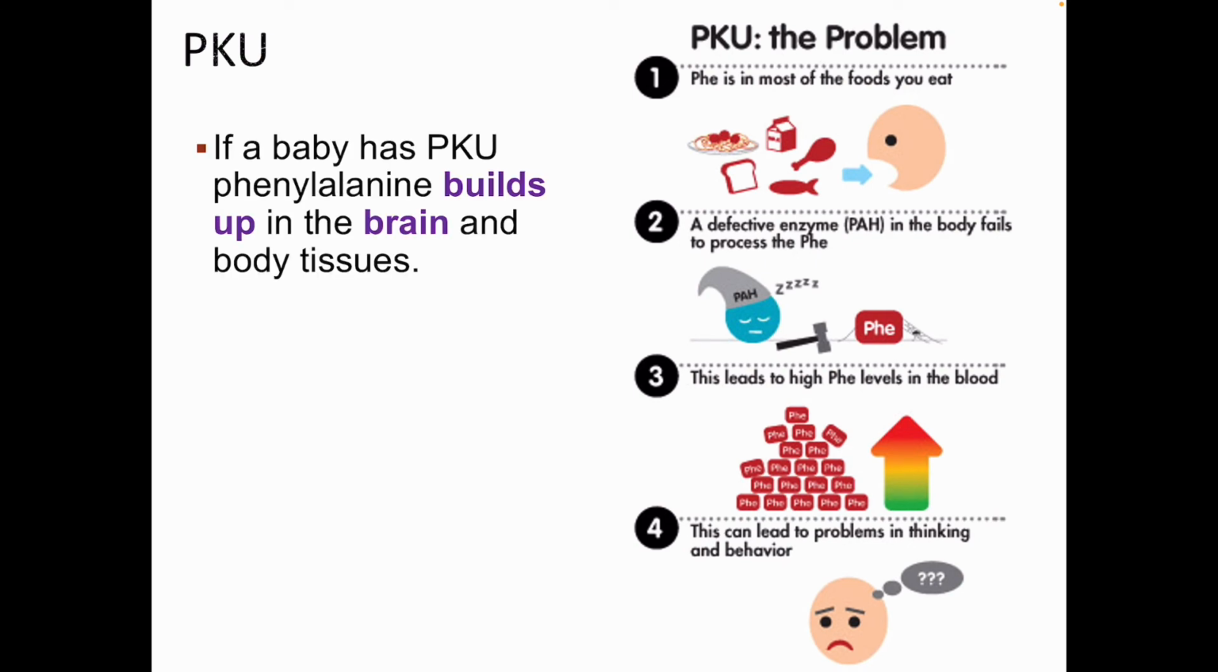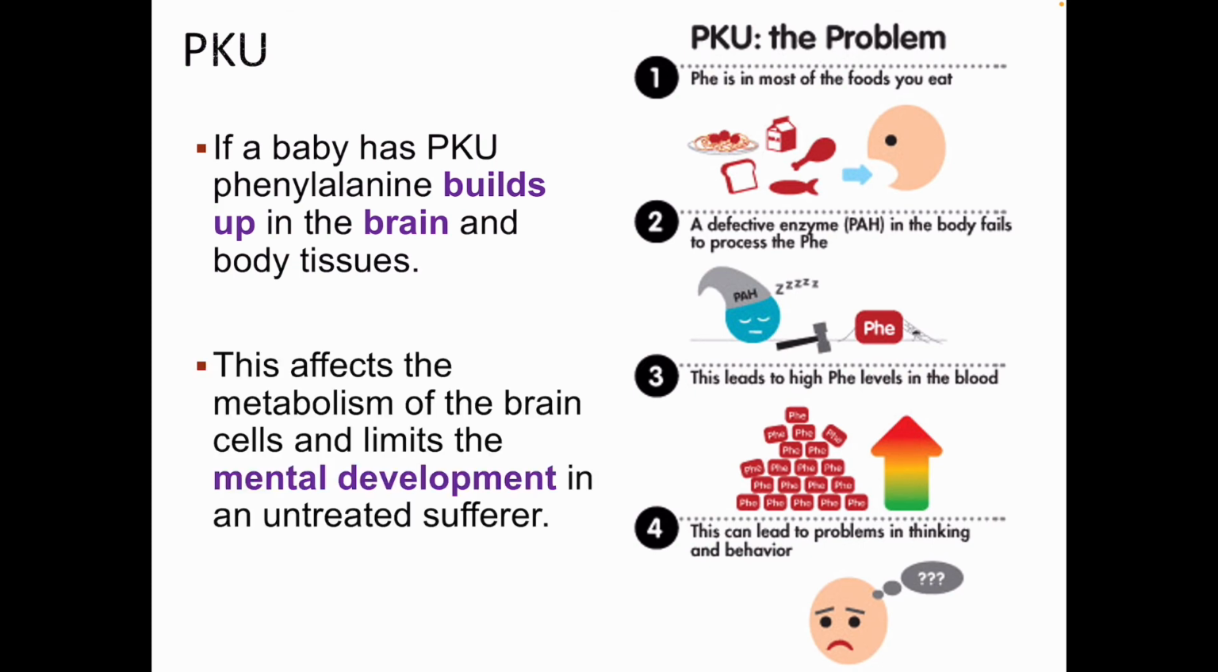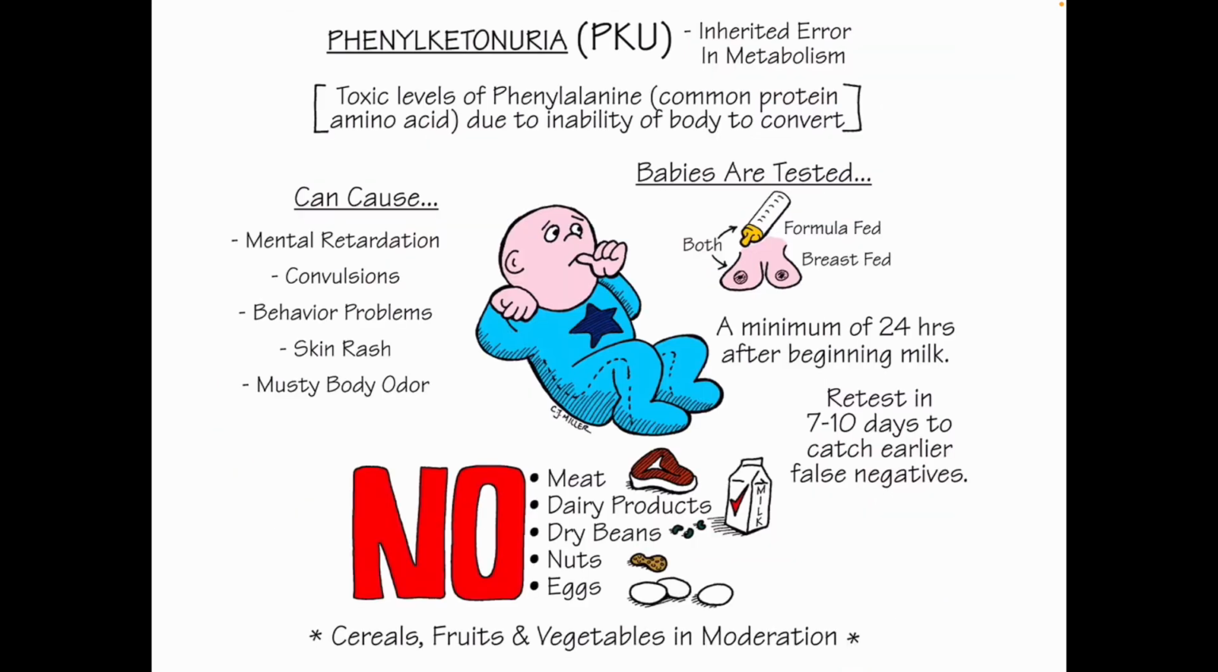If a baby has got PKU, they are unable to convert phenylalanine into tyrosine, and this means that phenylalanine will build up in the brain and the body tissues. This affects the metabolism of the brain cells and limits the mental development in an untreated sufferer. People with PKU cannot have anything containing protein. That's how it's treated. It's tested for 5 days after birth. Before birth, any excess phenylalanine would simply pass across the placenta and be broken down by the mother.